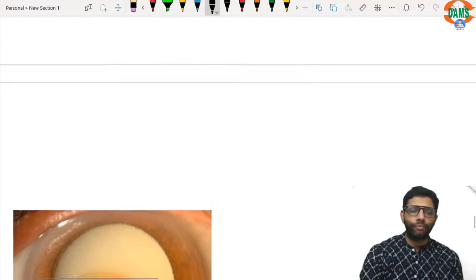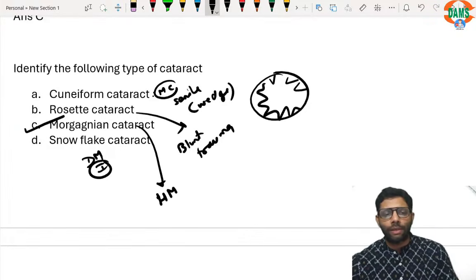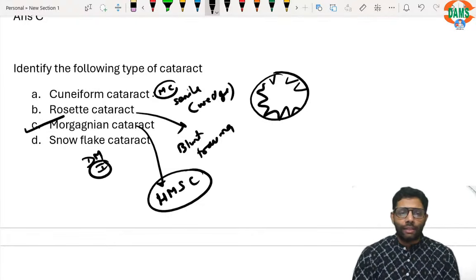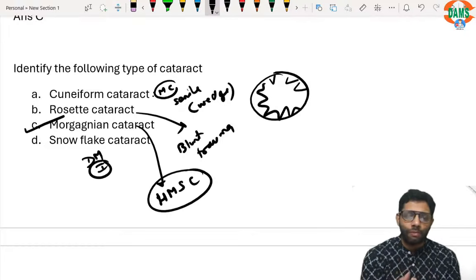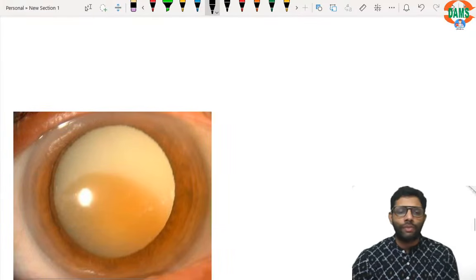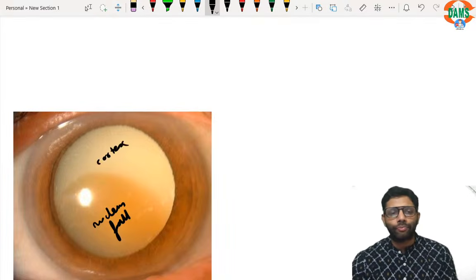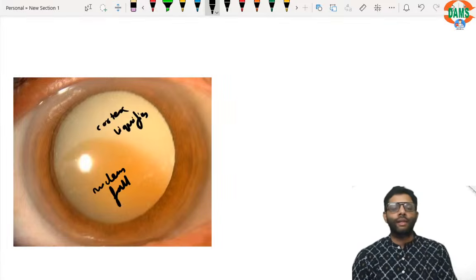Morgagnian cataract is seen in old age, that is hypermature senile cataract. In hypermature senile cataract, the lens becomes very small in size. If the lens becomes very small in size, what happens? This yellow is the nucleus. The nucleus can fall down. This is the cortex. The cortex liquefies and the nucleus falls down inside the lens. That is hypermature Morgagnian cataract.